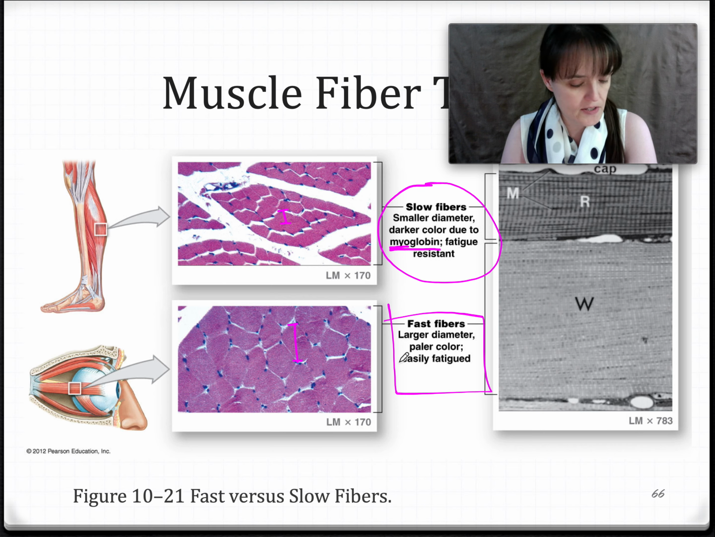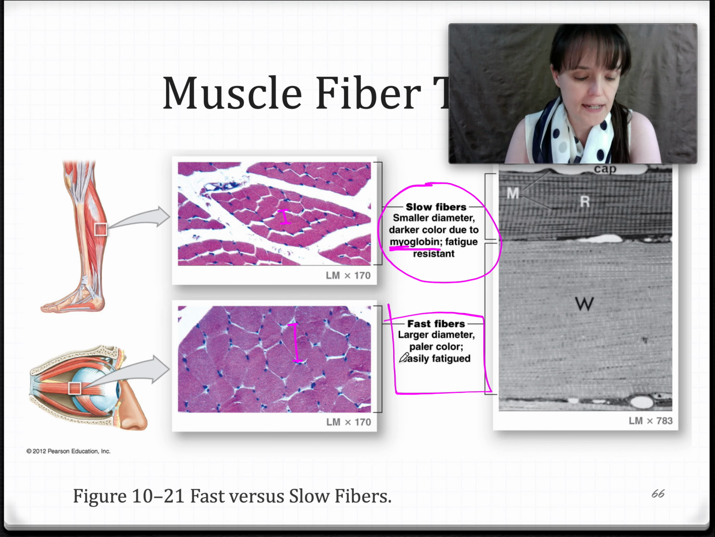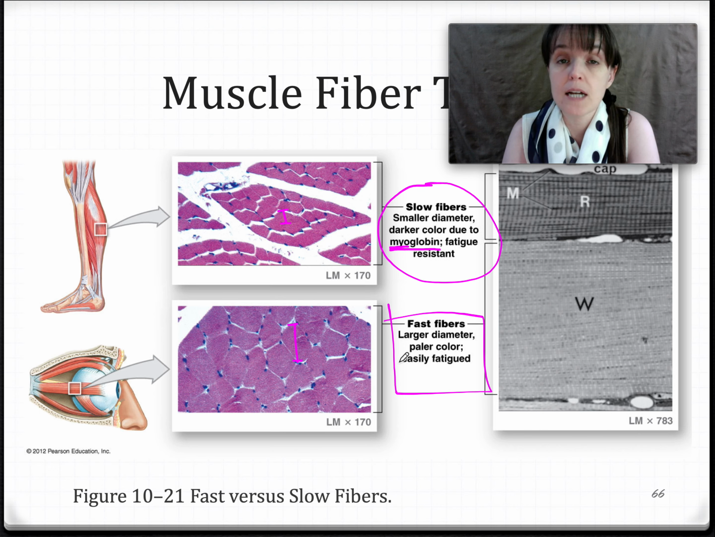And the book adds that they have densely packed myofibrils and powerful contractions. So fast fibers have lots of force but low endurance. So they have strength, but not stamina. And then the slow fibers have low force but high endurance, so less strength and more stamina. The slow fibers are aerobic because they use lots of oxygen, and the fast fibers are anaerobic, where they use less oxygen.